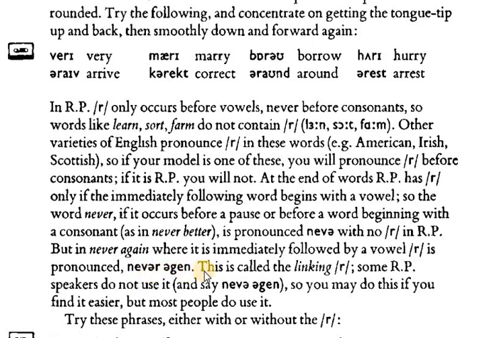In this case, this r in the phrase never again is going to be known as linking r. الوضع الطبيعي أنه at the end of the word never I have no r. At the end of the word I have no r. But since it is followed by a word beginning with a vowel, I pronounce r. So this kind of r is known as linking r. اللي هي الرا الرابطة.